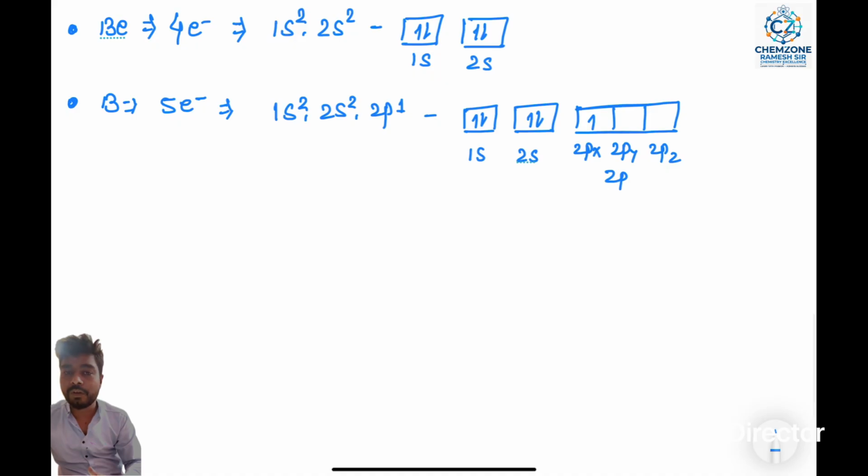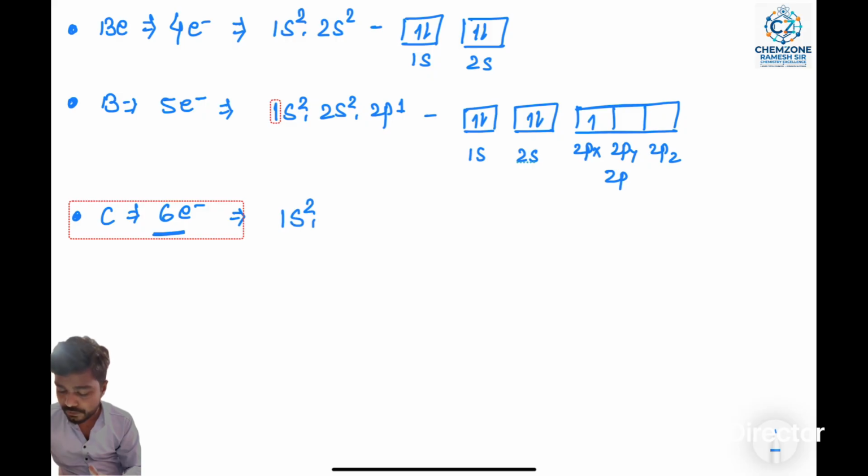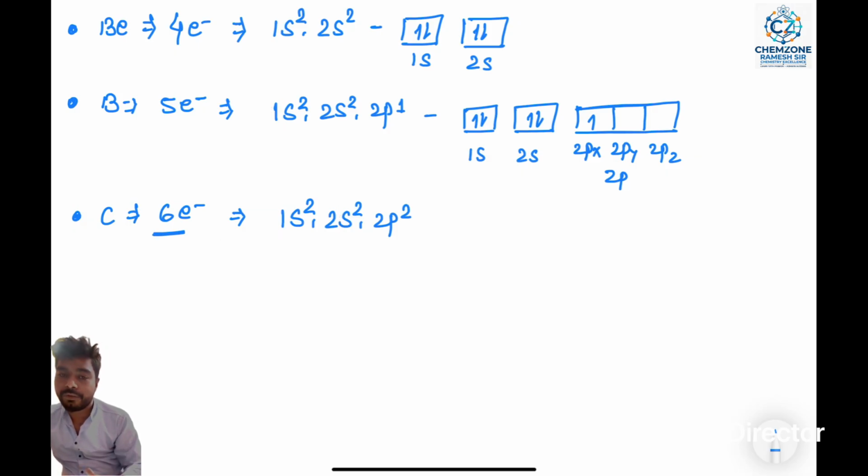And next one is your carbon. Okay, carbon series. So the carbon atomic number is 6. Okay, 6 electrons are present for this carbon. So the electronic configuration is 1s2, 2s2 and 2p2. Okay, in 1s2 and 2s2, 2 electrons are present in each orbital.